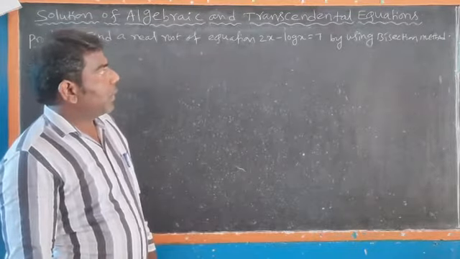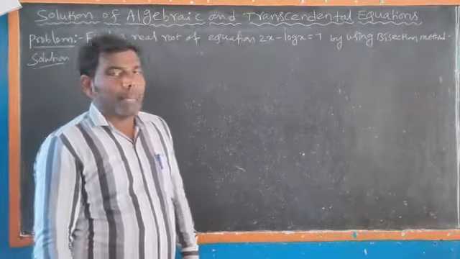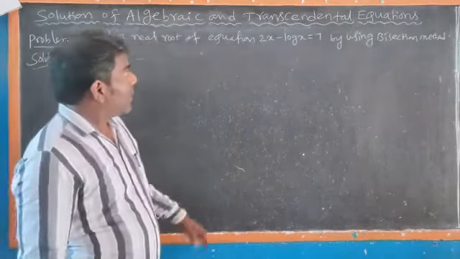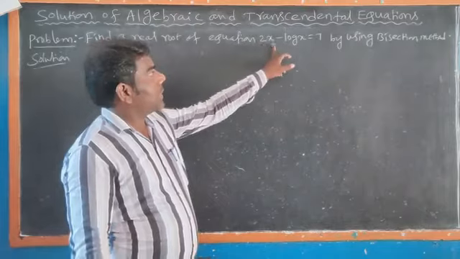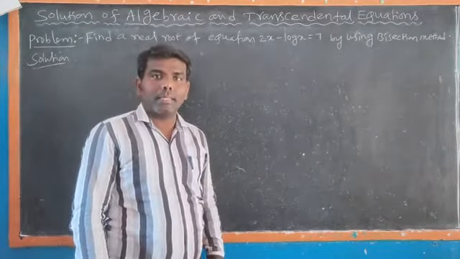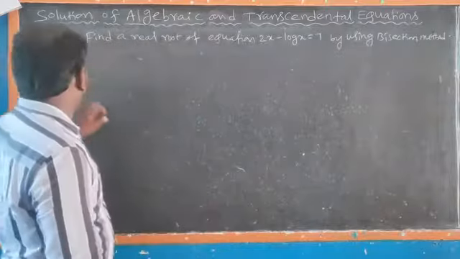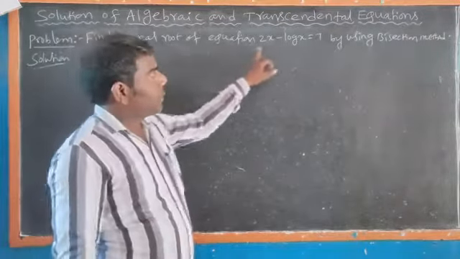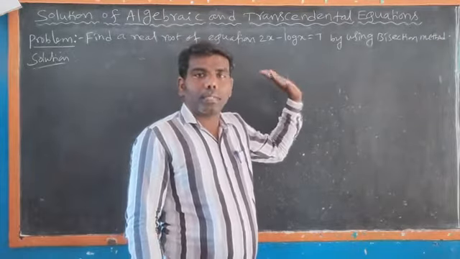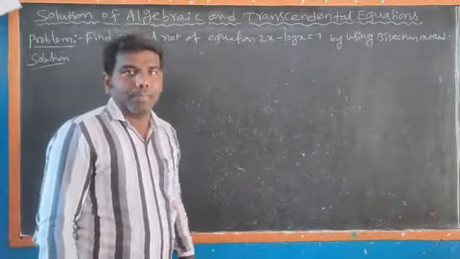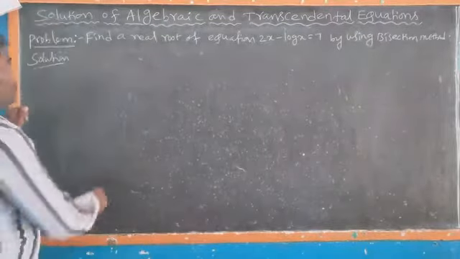Now I will explain bisection method problems. Here, this is a transcendental equation: 2x minus log x is equal to 7. Find a real root of the equation 2x minus log x equal to 7 by using the bisection method. Now the solution.